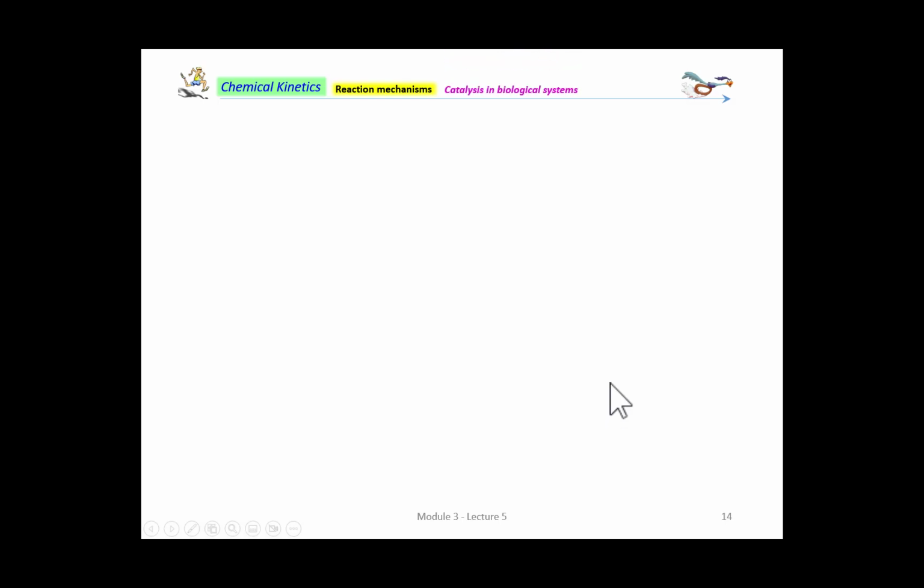Finally, let's take a brief look at catalysis in biological systems. If you recall from high school biology class, enzymes are considered to be proteins that act as homogeneous catalysts in living systems. Recall that homogeneous catalysts are catalysts that are in the same phase as the reactants and products. In our previous example, everything was in the gas phase, the reactants, the products, and the catalyst. In this case, in a biological system, of course, they're all dissolved in aqueous solution.